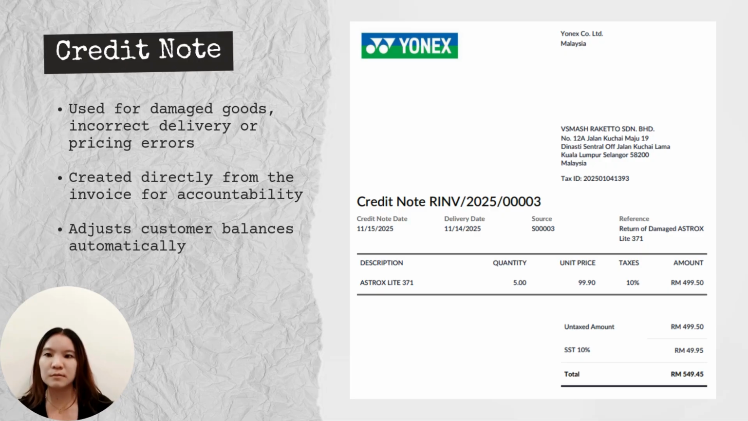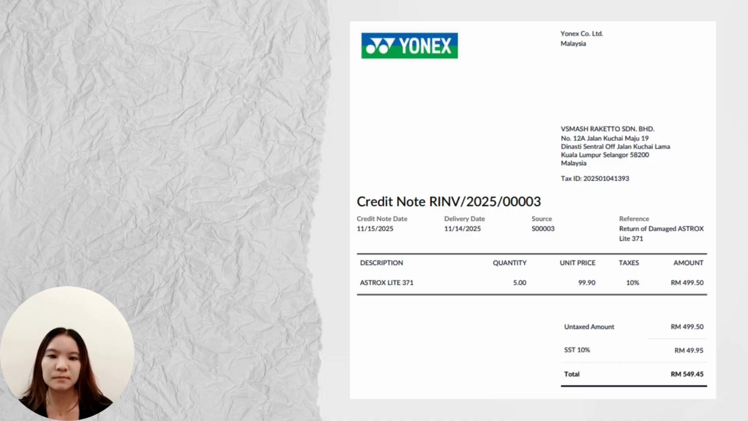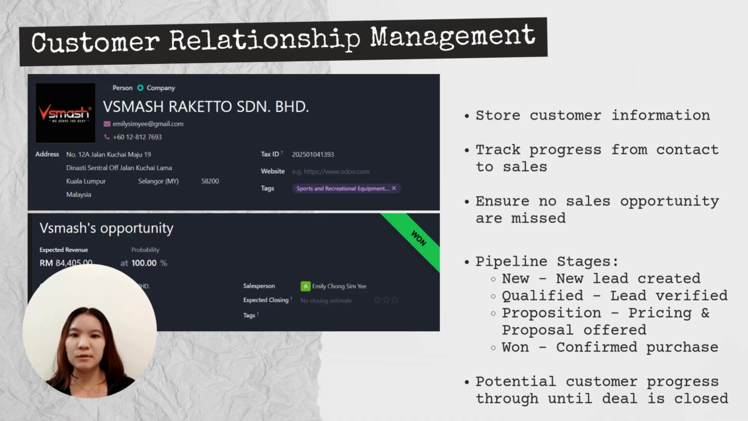Next is credit note. It is used when there are damaged goods, incorrect delivery, or pricing error after the customer has made their payment. So it is created directly from the invoice for accountability, and it adjusts the customer's balances automatically. Lastly is customer relationship management. It stores the customer information and tracks the progress from the contact from the customer to the finishing of the sales, to ensure that no sales opportunity is missed.